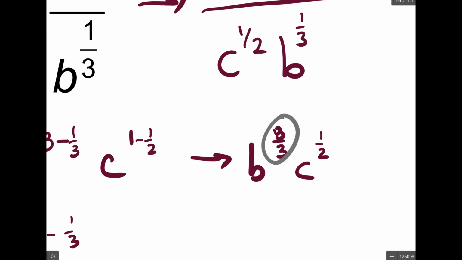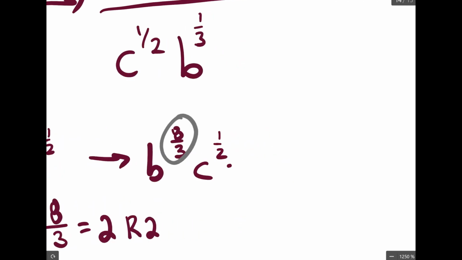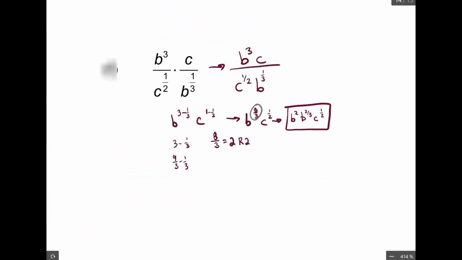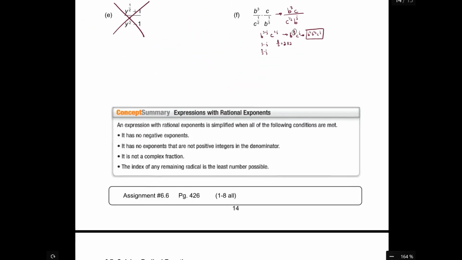Okay, so 8/3 is, let's see, 8 divided by 3. 3 times 2 is 6. So it goes evenly 2 times with a remainder of 2. So what this is going to look like is b squared times b to the 2/3 times c to the 1/2. And this is all I can simplify it. So then I'm done. Awesome.